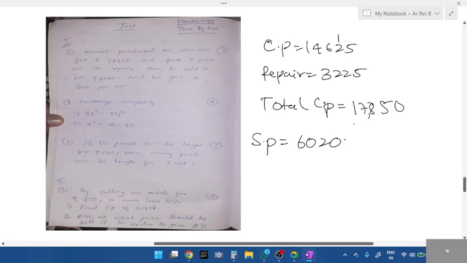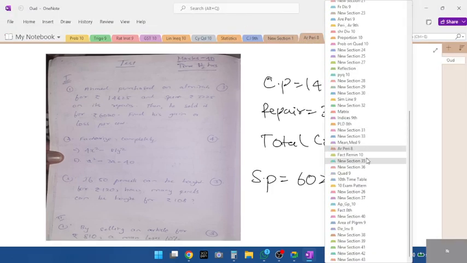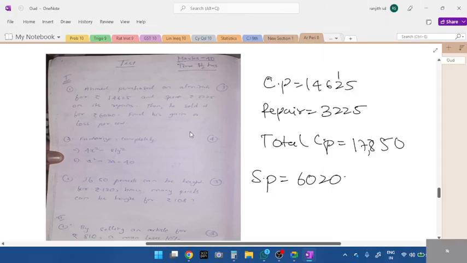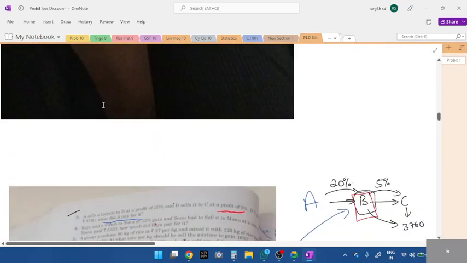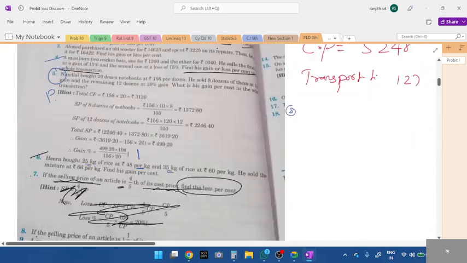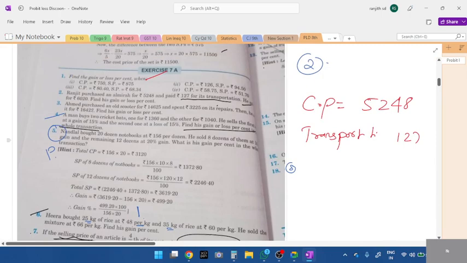Okay, 6020. I think I made a mistake. Let me see the question, students. Which chapter is this? Yeah, profit, loss, discount. In profit, loss, discount, I think I've given the question wrong. It was my mistake. 16,000. How much did he sell it for? 16,000.